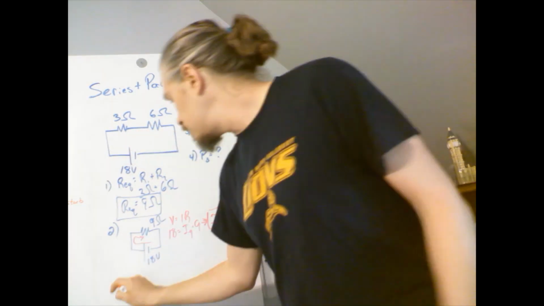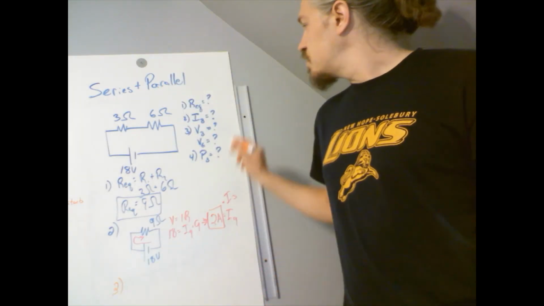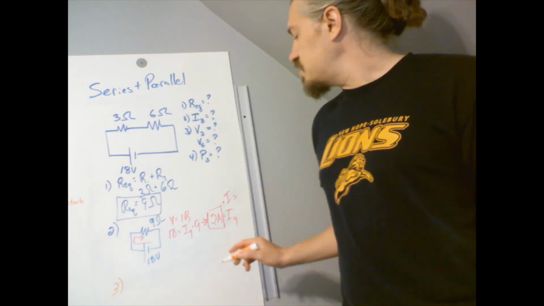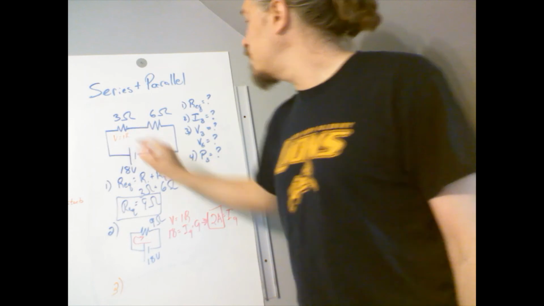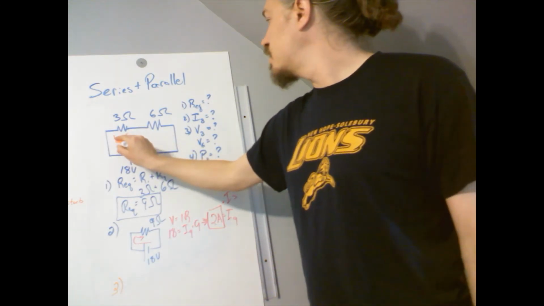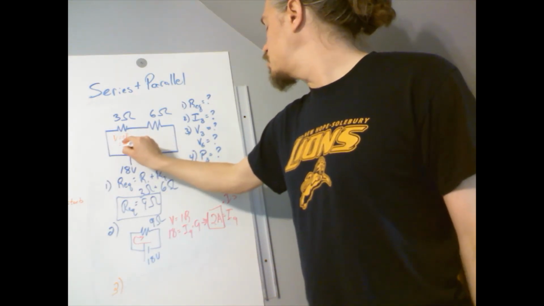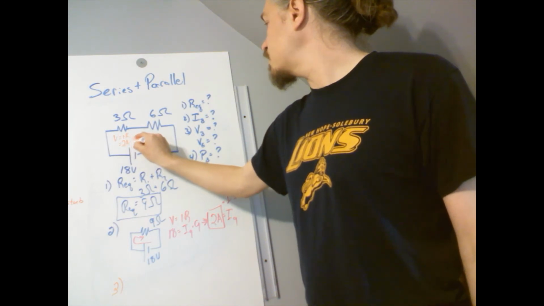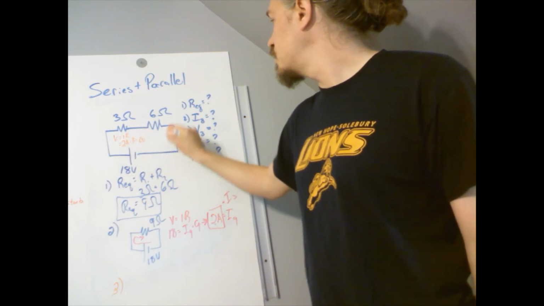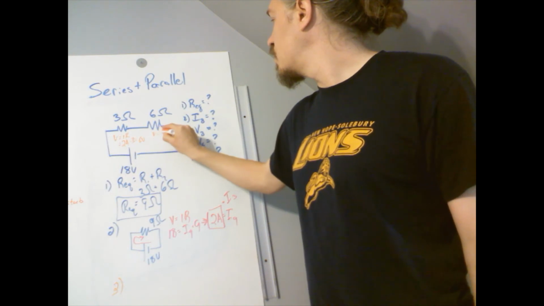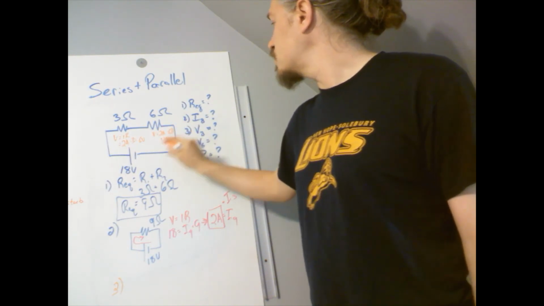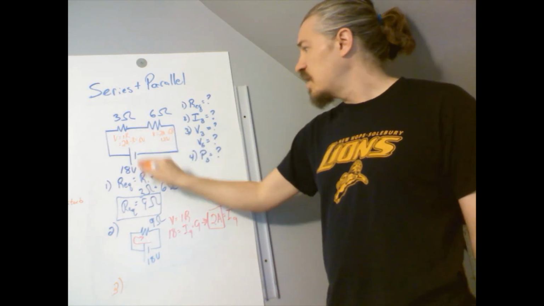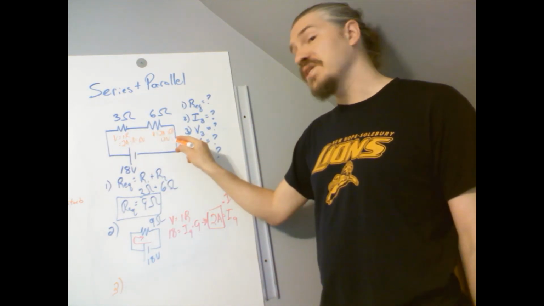Last question. Well, second to last question. What is the voltage across each of these individually? Well, it's pretty easy to do. V equals IR. Okay. V equals 2 amps times 3 ohms, or 6 volts. V equals 2 amps times 6 ohms, or 12 volts. Hey, look at that. 6 volts, 12 volts. I gain 18, I lose 18.